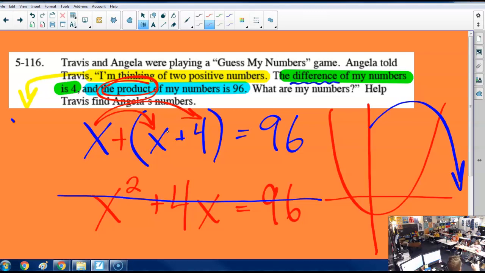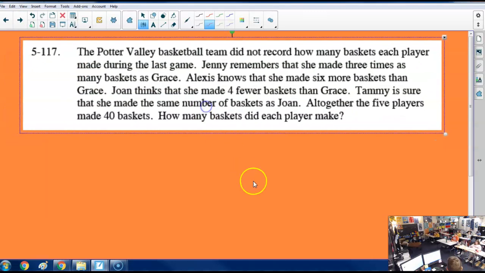8 and 12. The 5D process is also designed to help you learn how to think through these problems, right? So if you know the difference between the numbers is 4, you can start with 1 and 5, 2 and 6, 3 and 7, 4 and 8. You can just start thinking through the numbers that have a difference of 4. Try this one. I want to not say anything for 5 minutes and see if you can solve it.